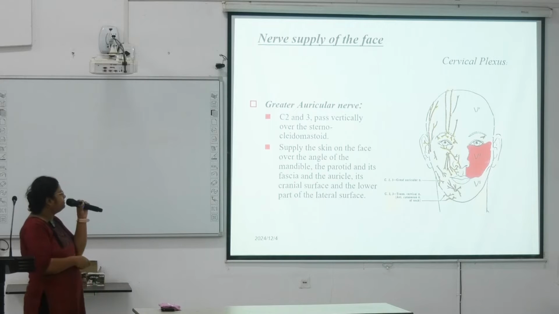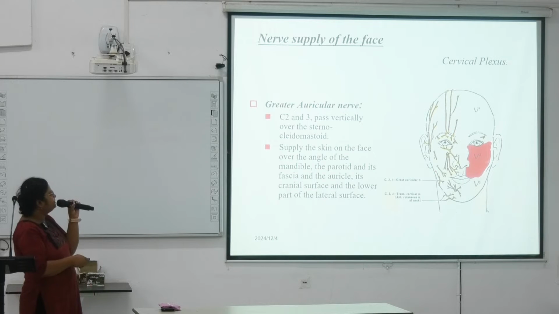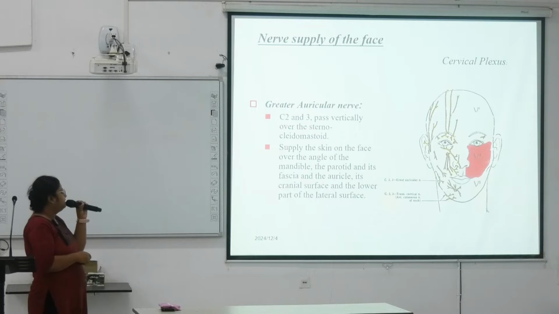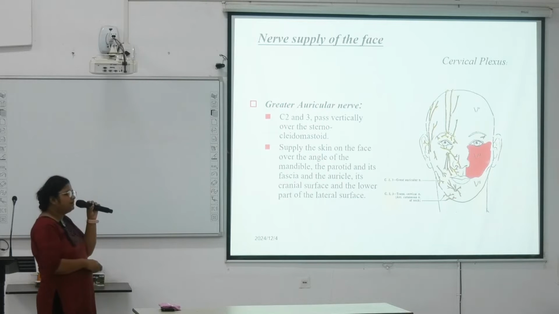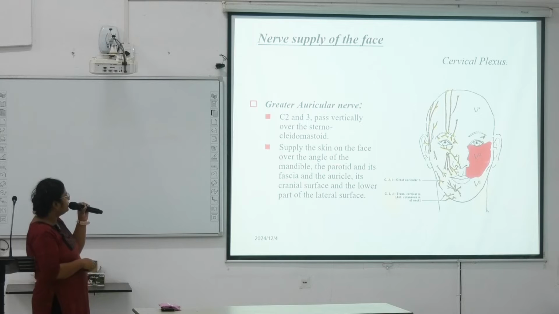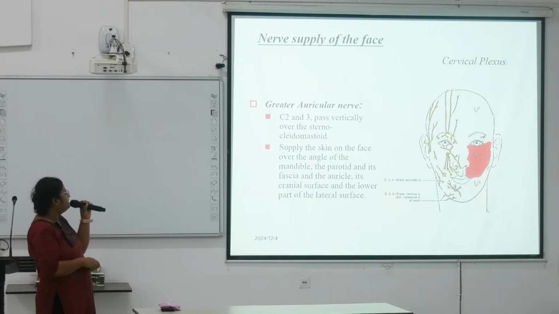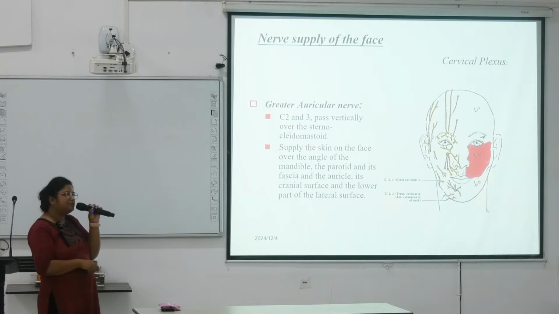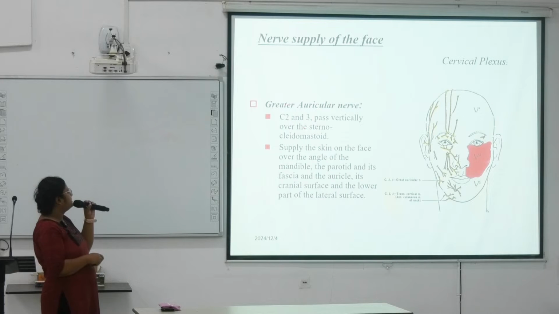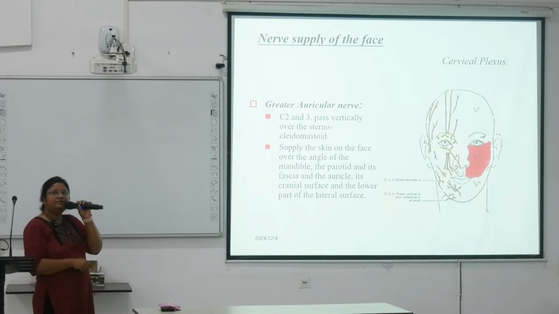Next, only a small part is supplied by a branch from the cervical plexus near the angle of the mandible. Okay, the greater auricular nerve is supplying this area. C2, C3 nerve fibers pass vertically over the sternocleidomastoid and supply the skin on the face over the angle of the mandible, the parotid and its fossa, and the auricle, its cranial surface, and the lower part of the lateral surface. All these areas are supplied by the greater auricular nerve.